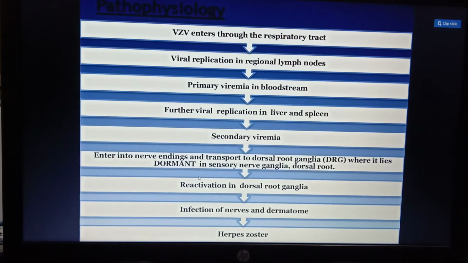So the pathophysiology has two types: primary viremia and secondary viremia. In primary viremia, the virus replicates and is transmitted by the bloodstream and lymph nodes to the liver. Whereas in secondary viremia, it affects our nerve endings and sensory nerve ganglia. Later it multiplies and shows the signs and symptoms of herpes zoster infection.